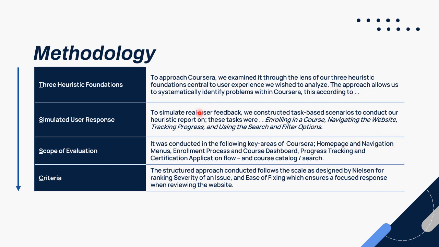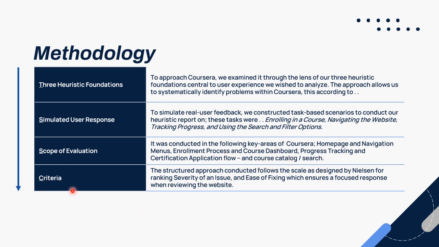To simulate real user feedback, we constructed task-based scenarios to conduct our heuristic reports on. These tasks were enrolling in a course, navigating the website, tracking progress, and using the search and filter options. It was conducted in the following key areas of Coursera. This is for the scope evaluation: home page and navigation menus, enrollment process and course dashboard, progress tracking, and certification application flow, as well as the search function within the course catalog.